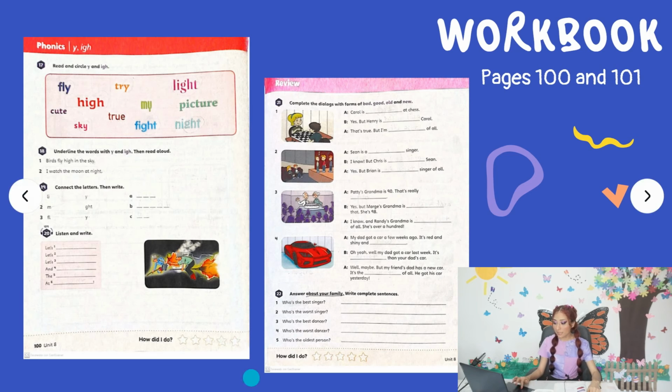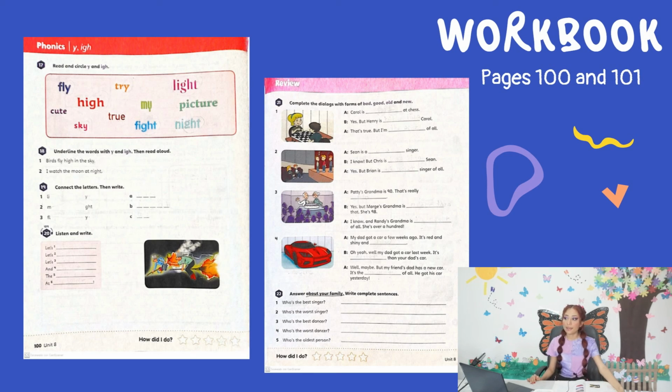Okay, activity 22 says, answer about your family. Write complete sentences. So we have 5 questions. Question number 1 says, who's the best singer? Okay. For example, I could say, I am the best singer. Number 2, who's the worst singer? My sister is the worst singer, I could say. Number 3, who's the best dancer? Okay, my grandma is the best dancer, for example.